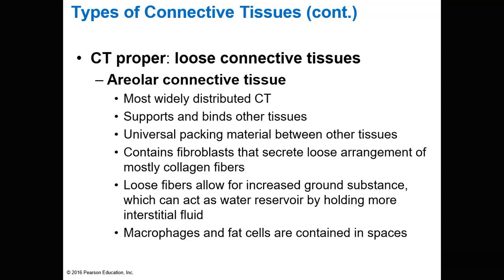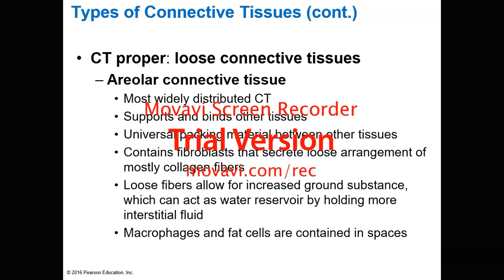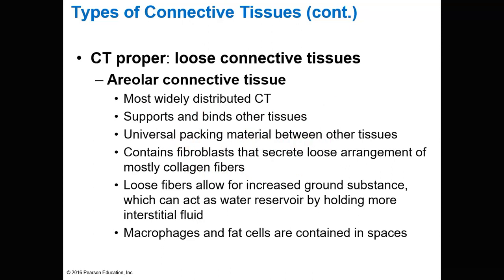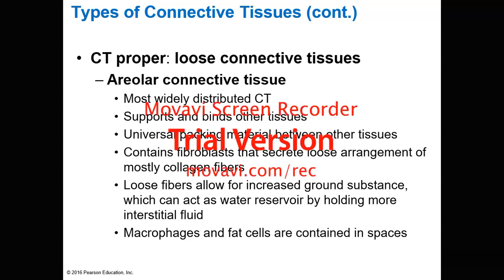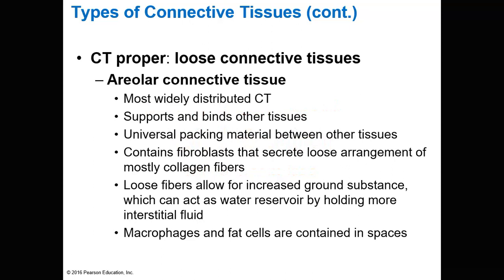And in this case, they secrete the loose arrangement of mostly collagen fibers, and the loose fibers allow for increased ground substance. Ground substance is that gel-like substance in between cells, which can act as a water reservoir by holding more interstitial fluid. Interstitial fluid is just the fluid that escapes from capillaries, and then it's in between the tissues. When you have your capillaries, some of the fluid gets pushed out of the capillaries and gets in between the tissues. That's the interstitial fluid. And you have macrophages, which are white blood cells, and fat cells contained in spaces.